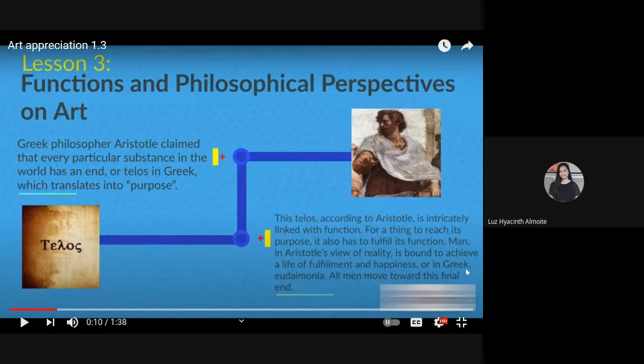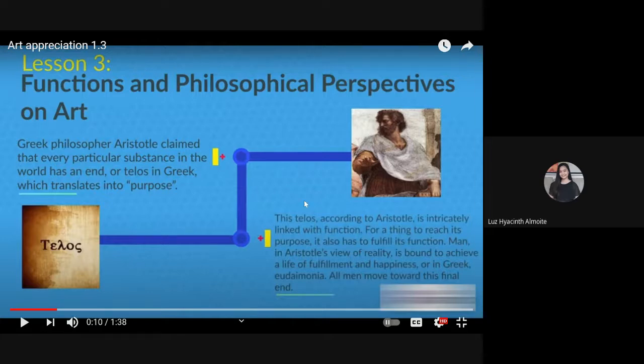Another one is the baby. A baby will eventually turn into a grown man or woman. This telos, according to Aristotle, is intricately linked with function. For a thing to reach its purpose, it also has to fulfill its function. Man, in Aristotle's view of reality, is bound to achieve a life of fulfillment and happiness, or in Greek, eudaimonia. All men move toward this final end.